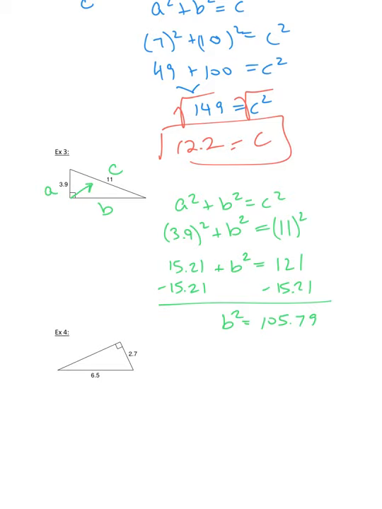And now to isolate b, again, the opposite of squaring is taking the square root. So I'm going to take the square root on both sides and round to the nearest tenth. So I'm going to do square root of 105.79. And that gives me 10.3. I'm rounding to 10.3 because the answer was 10.285. Okay? And then maybe you guys can pause me and try the next one.